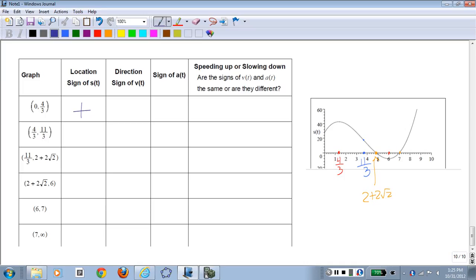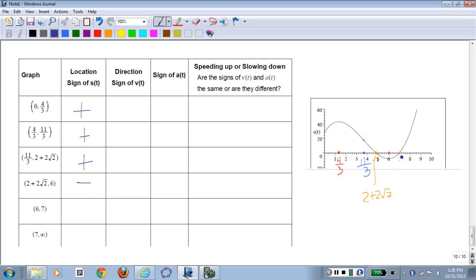Pedagogically, maybe it would be smart to go across each row. But if we just look at the sign of S of t, maybe it'll be more efficient, because we can say, okay, between 4/3 and 11/3, it's still above the x-axis. And from 11/3 to 2 plus 2 times the square root of 2, still above the x-axis. It's not below the x-axis until we get to 2 plus 2 times the square root of 2. From there, it's below the x-axis.